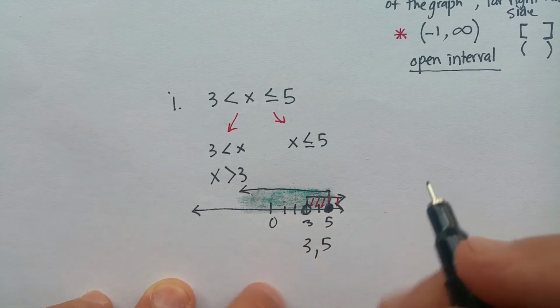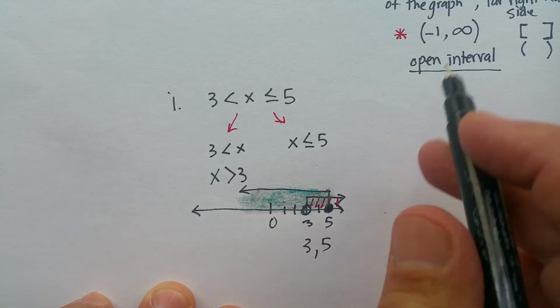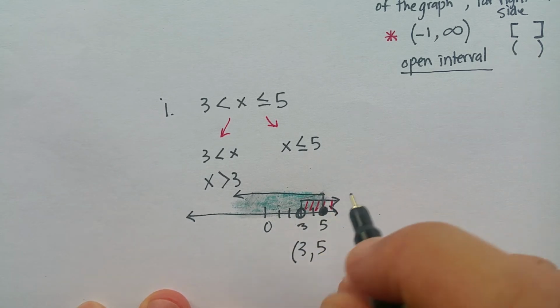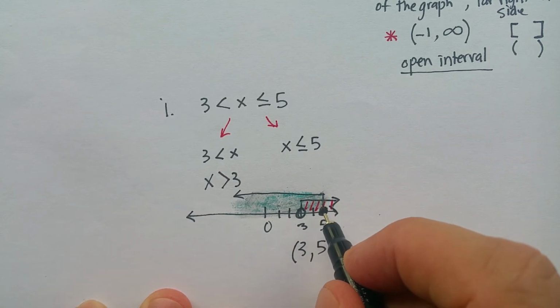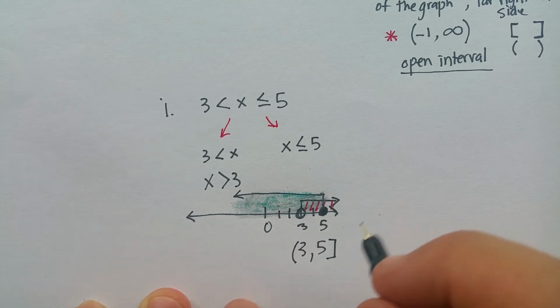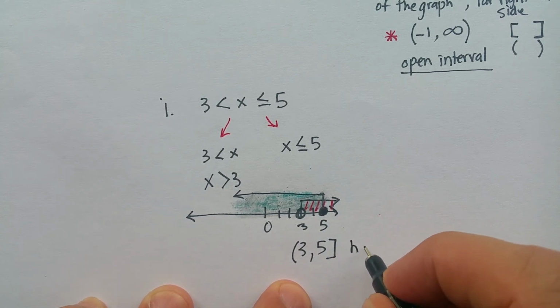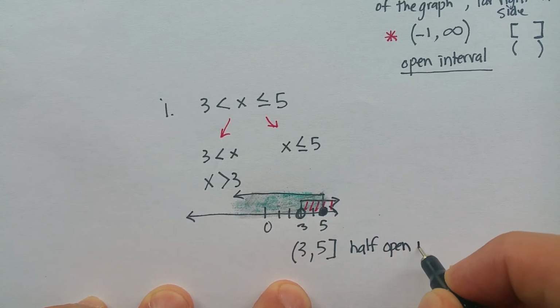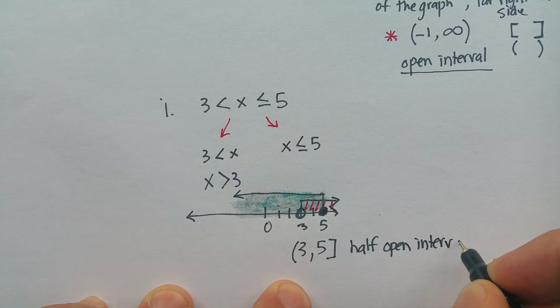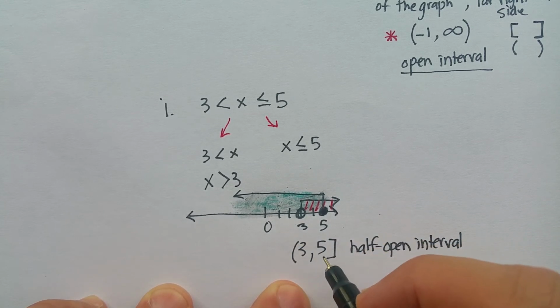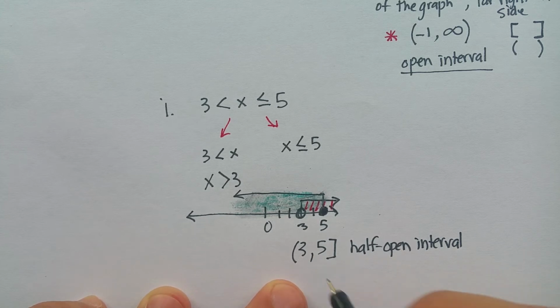Remember, put the parentheses. Since this is an open interval, remember you use the parentheses. Since this is a closed interval because it stops at 5, you close it off. This is called a half open interval. Right? Because only half of it is open, this end here and not this end here. And this is the interval notation for this answer.